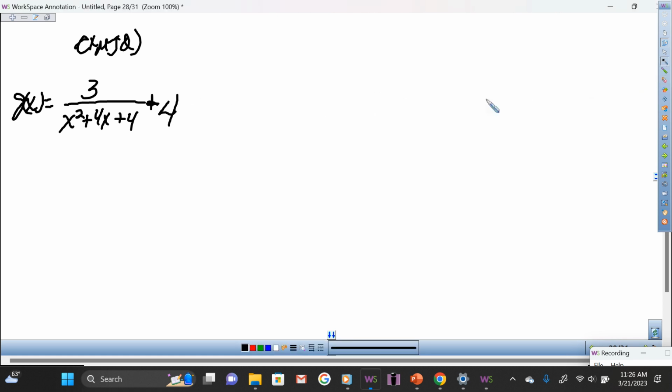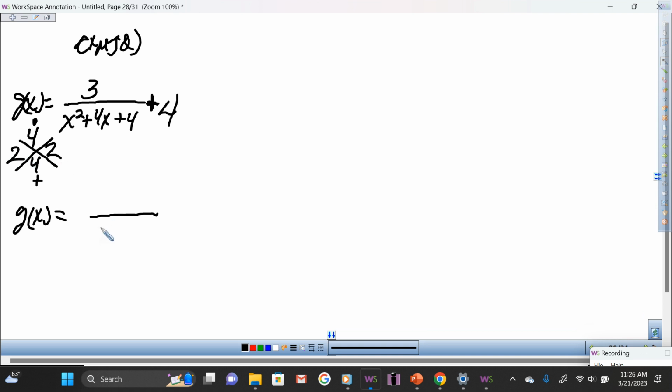All right. First thing, we need to rewrite it, yes? To rewrite that, Juan, what do I do? 4 over 4. Factors of 4 that add up to 4, everyone. 2 and 2, or in other words, x plus 2 squared. Okay, so the denominator's done.